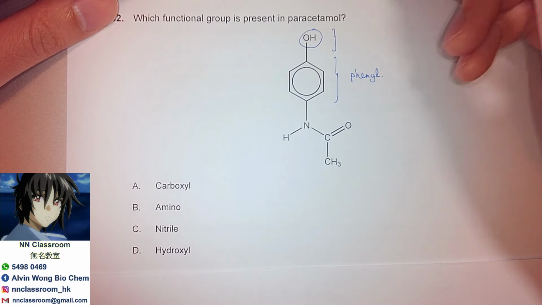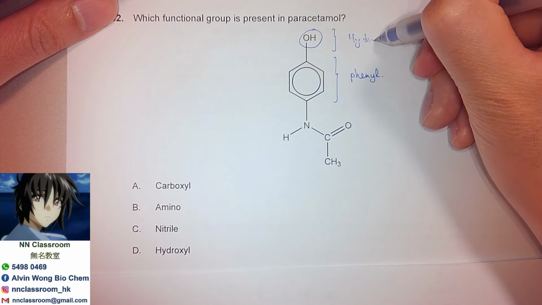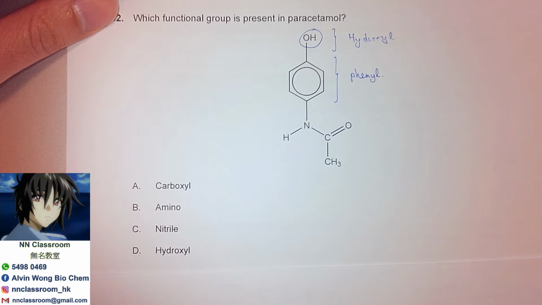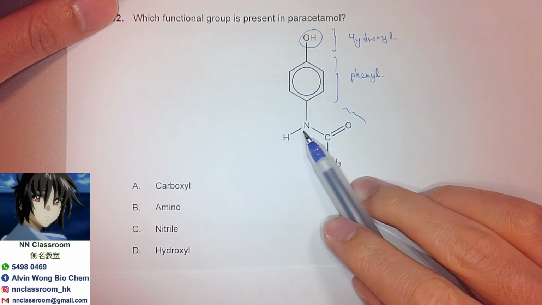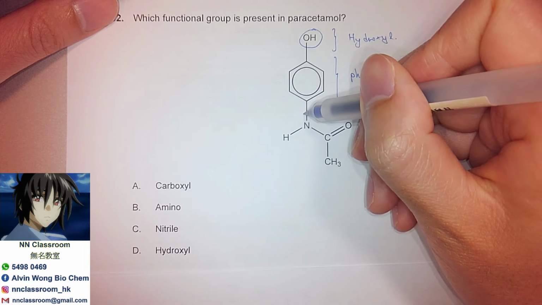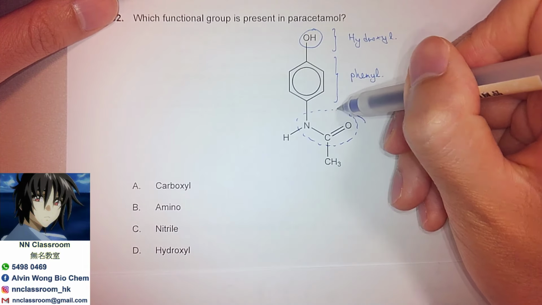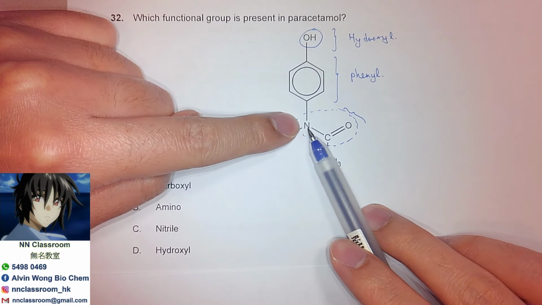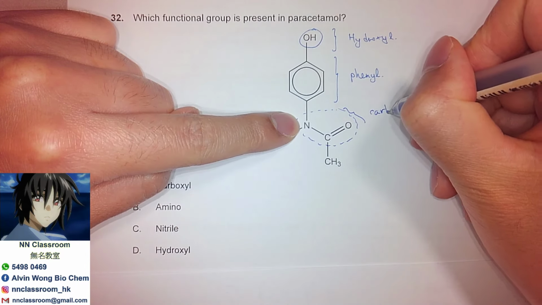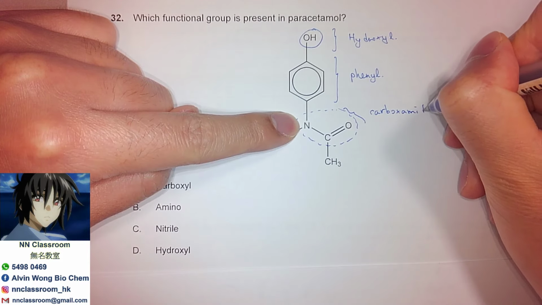The first one, again, just to point it out, is the hydroxyl group. And the next one I'm going to point out is this area, the CON area, this area particularly. Circle it, right? Whenever a C double bond O is directly linked to the N, this is what we call carboxyamide.